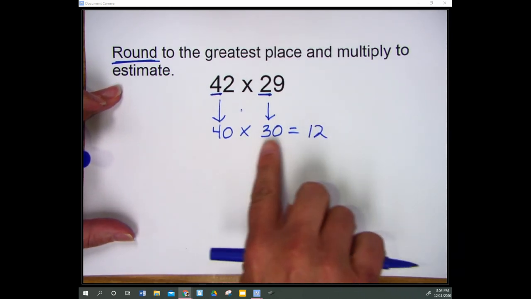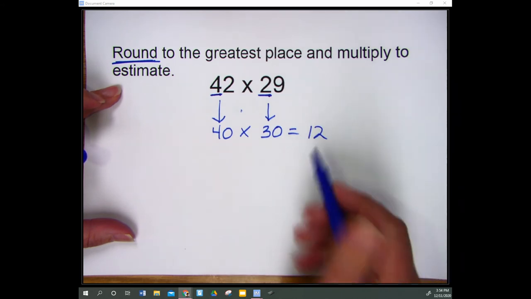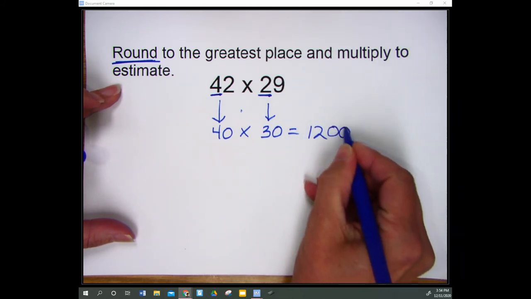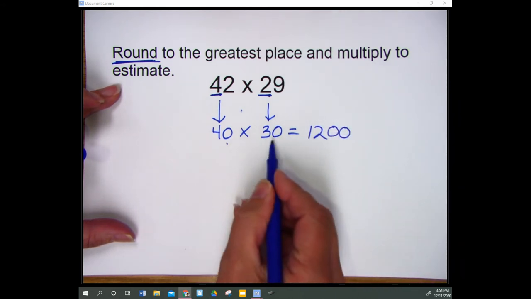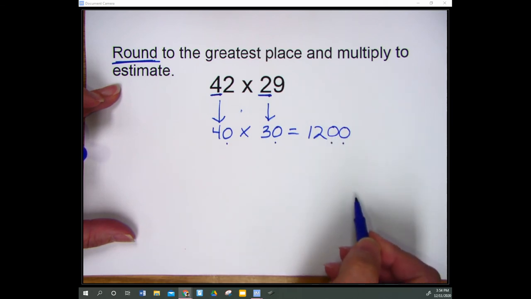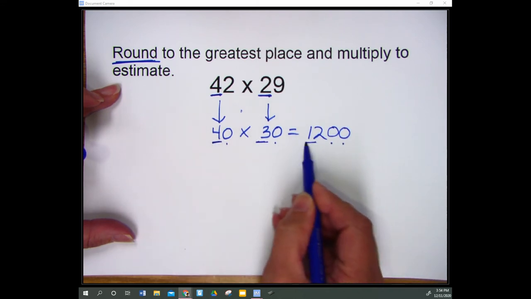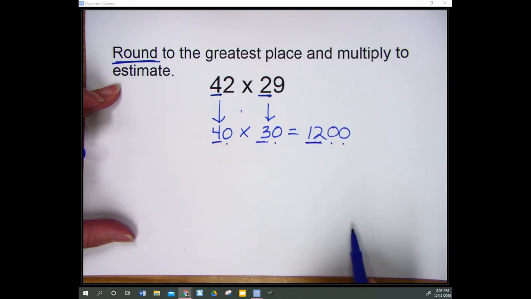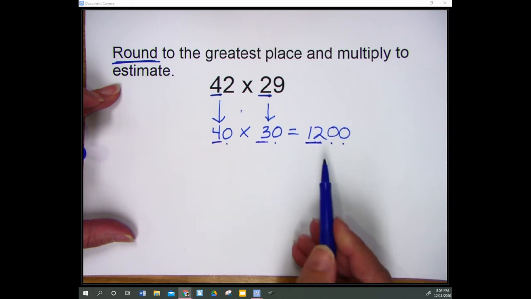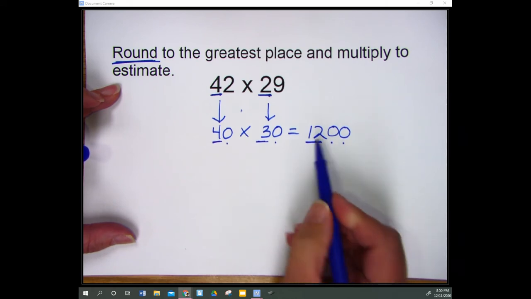And the tens times tens, that's hundreds, right? So I'm getting 12 hundreds. Do you notice how there are 2 zeros in the factors and there are 2 zeros on the end of my product? Notice how the first part of my product is the basic multiplication fact. Okay, so my estimate for this is 1,200.